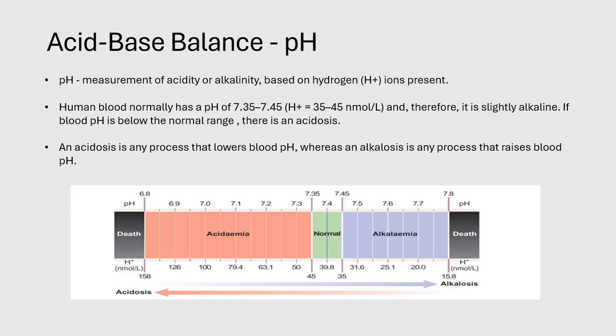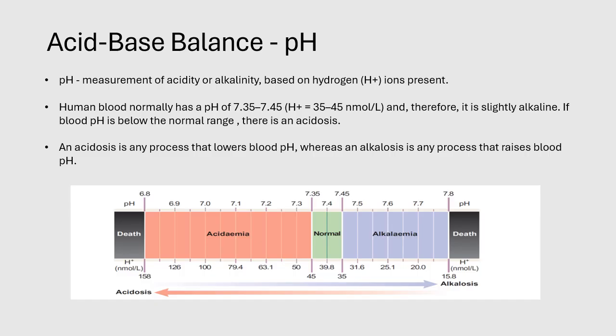pH is a measurement of hydrogen ions in a solution. A pH of 7 is neutral. Human blood normally has a pH of between 7.35 and 7.45 and is therefore slightly alkaline. If the blood pH is below the normal range, this is acidosis, whereas when the blood pH rises above the normal range it is called alkalosis. Extreme levels of acidosis and alkalosis are not compatible with life.